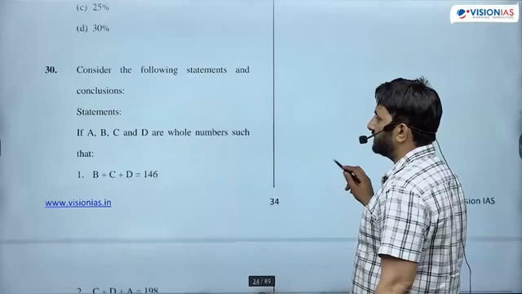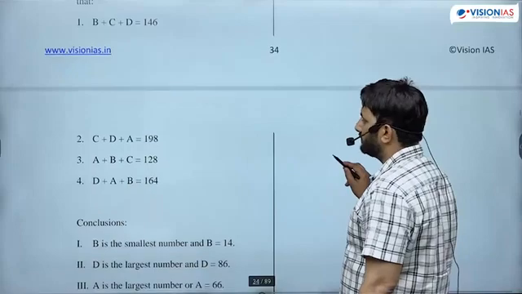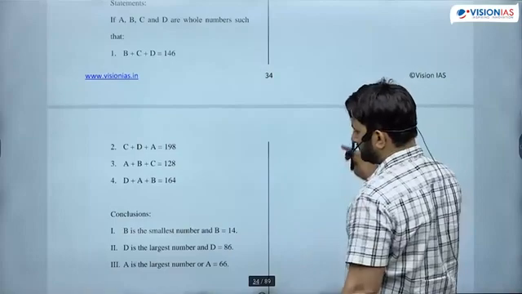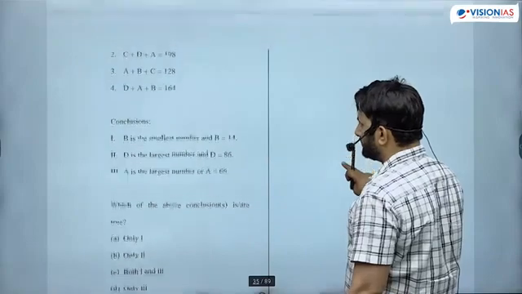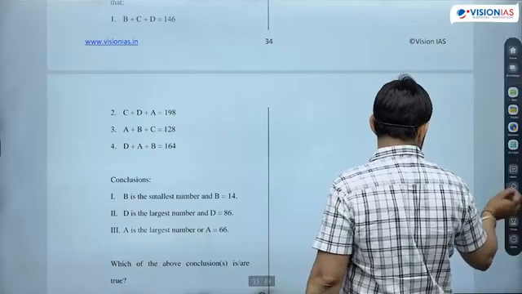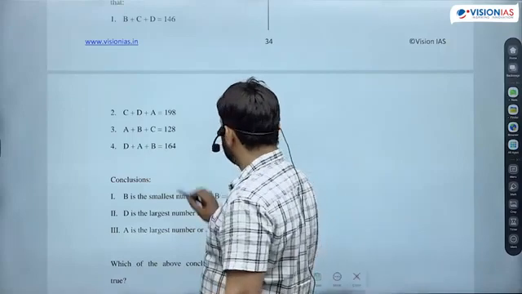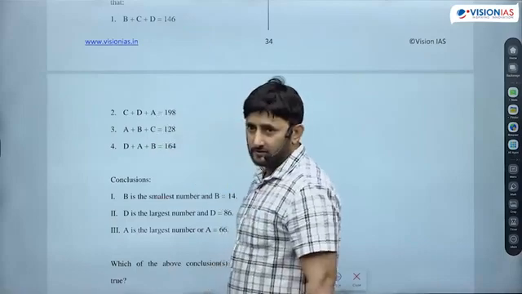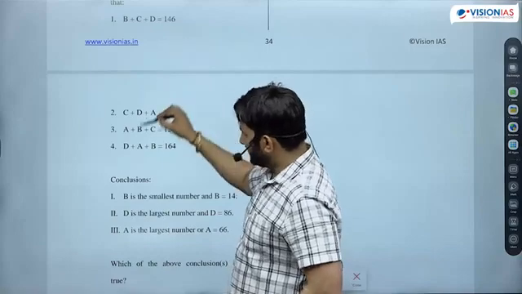Consider the following statements: A, B, C and D are whole numbers such that... Which of the above conclusions are true. So these are three statements. We have to find which of these is true. Let's do one thing: if I add all these four equations, A is coming how many times? 3 times. B is coming 3 times. C is coming 3 times. D is also coming 3 times.